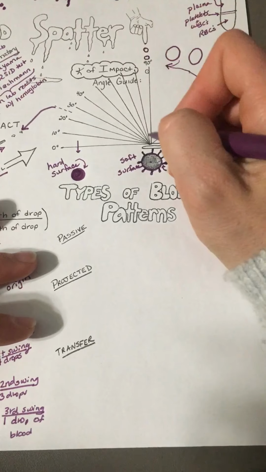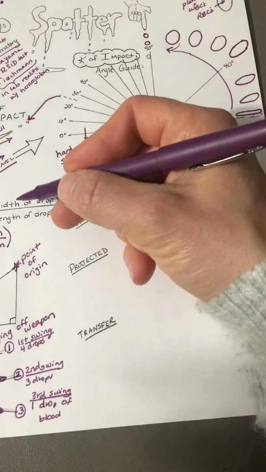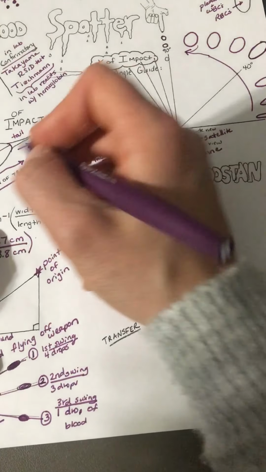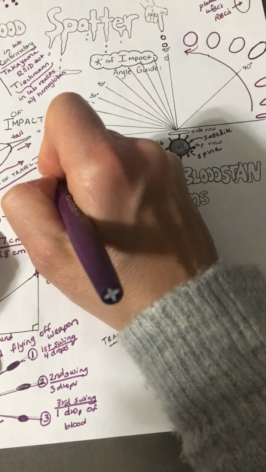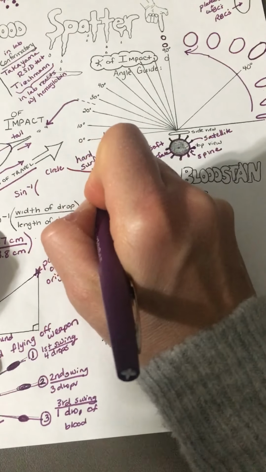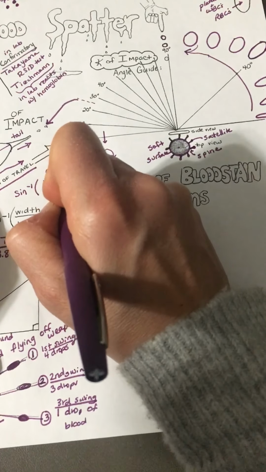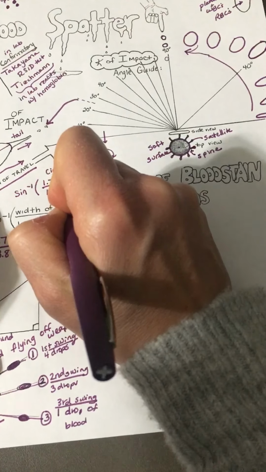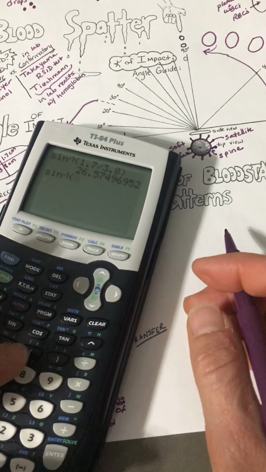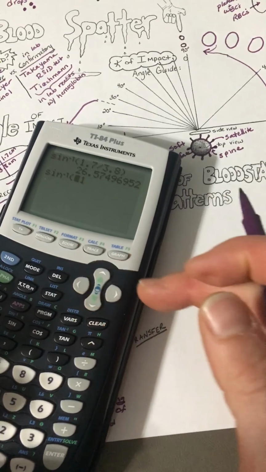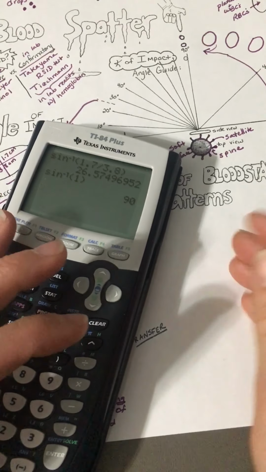So if we thought about the length and the width of the blood droplet, and we thought about 90 degrees, let's go ahead and pop that into our equation here. If we have the sine inverse of a perfect circle, like our 90 degrees, then let's just take our data, 1.7 centimeters divided by 1.7 centimeters. I could prove this to you. The inverse sine of 1 is 90 degrees, and there it is.